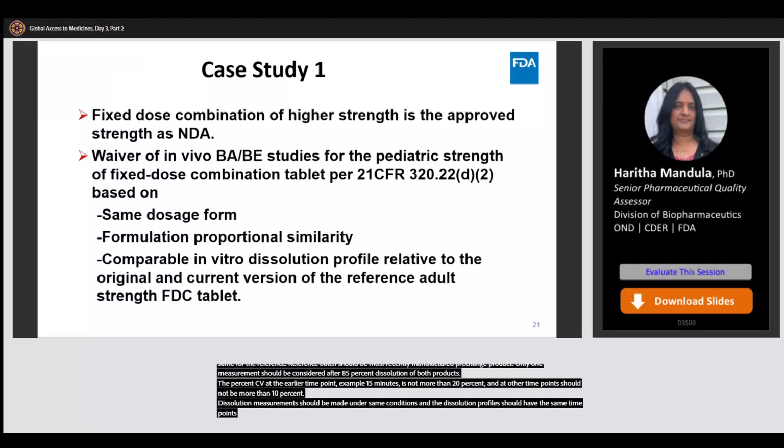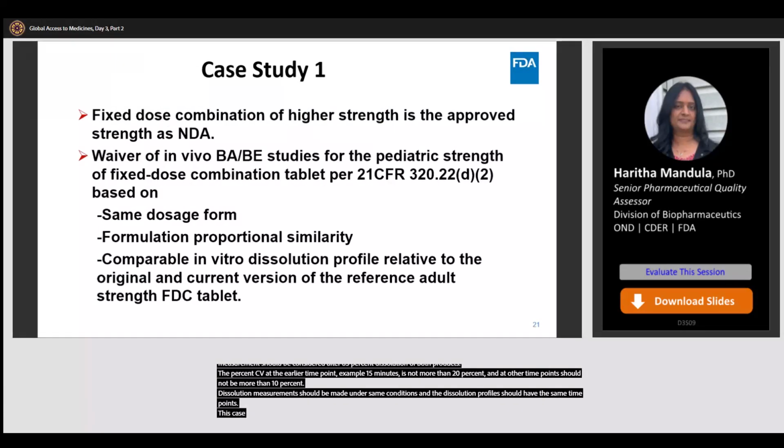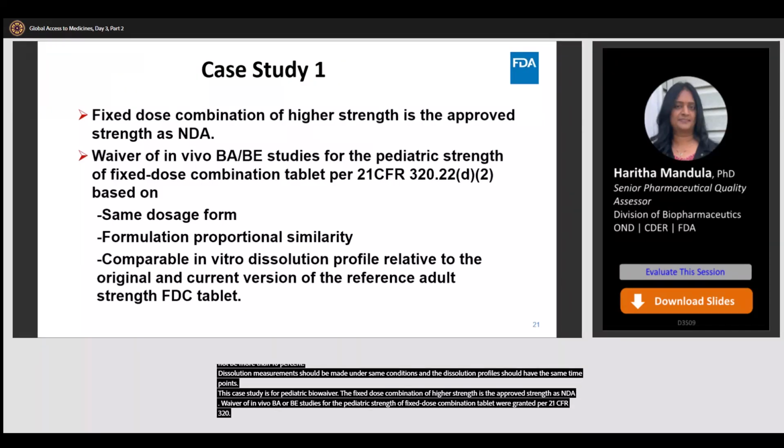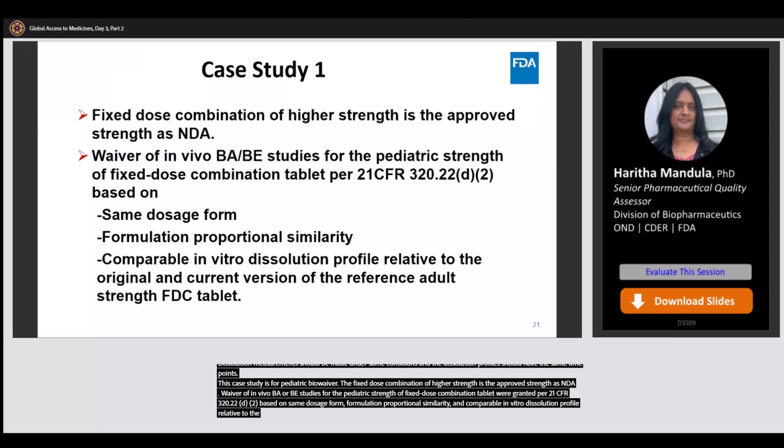This case study is for a pediatric biowaiver. The fixed dose combination of higher strength is the approved strength as NDA. Waiver of in vivo BA or BE studies for the pediatric strength of fixed dose combination tablet were granted per 21 CFR 320.22(d)(2) based on same dosage form, formulation proportional similarity, and comparable in vitro dissolution profile relative to the original and current version of the reference adult strength FDC tablet.